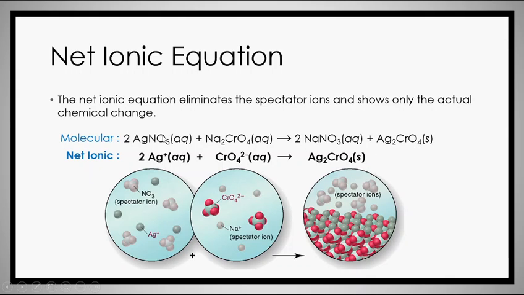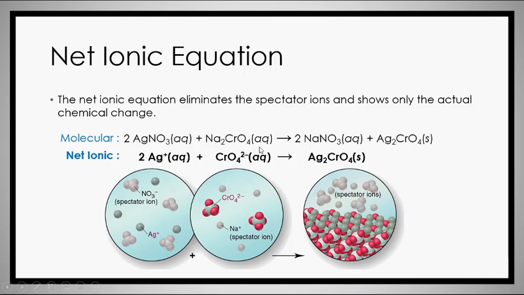And so if you look here, your nitrate ion becomes a nitrate ion. Your sodium ion becomes a sodium ion. Nothing happens with these two guys. And so in the end result, nitrate and sodium are both canceled out. This entire sodium nitrate is canceled out. We're looking at two silver ions and our CrO4 2 minus ion to create Ag2CrO4 solid.